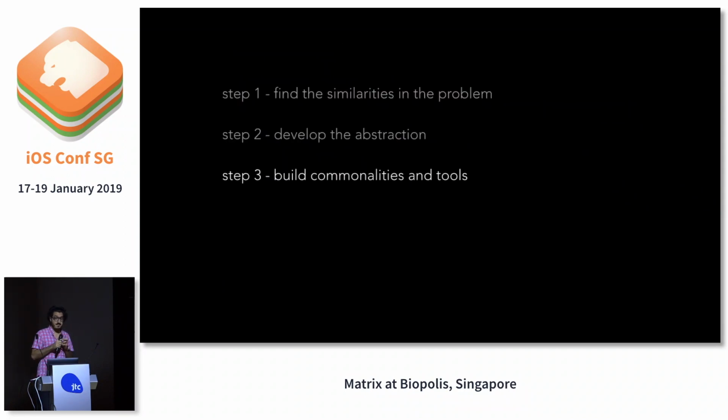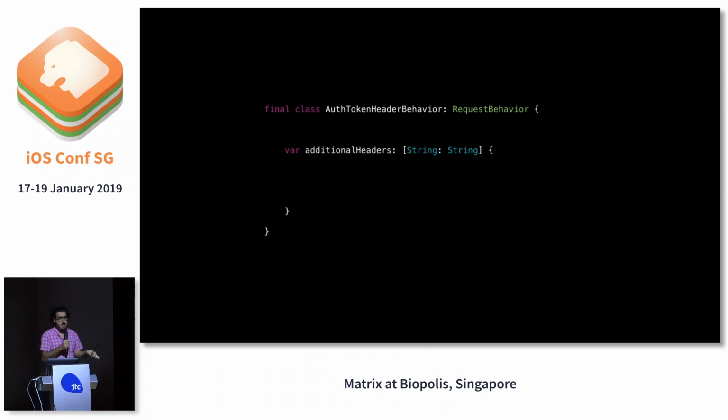So that's step 3. Once you have your abstraction in mind, you can start building these commonalities, these tools, anything that can be shared with all the different parts of the abstraction. And then step 4 is to actually do the work, right? So we want to actually extract our code. I will walk through building one of these. The other ones you can find on my blog, or you can come talk to me about it. We can build the auth token header behavior.